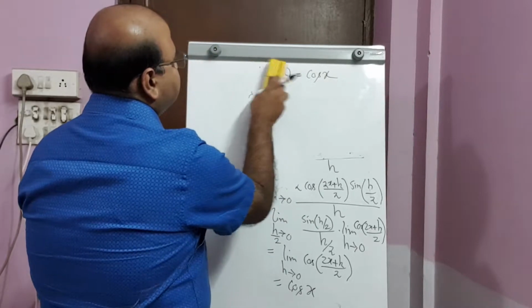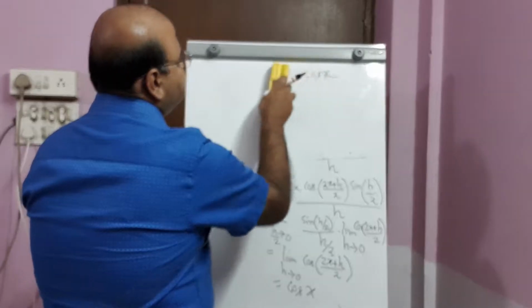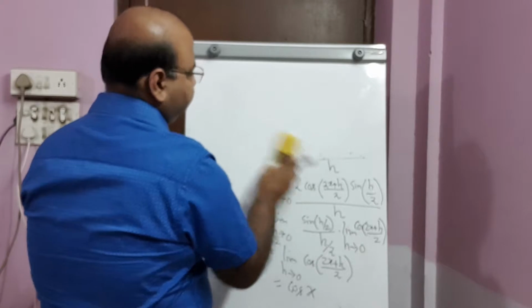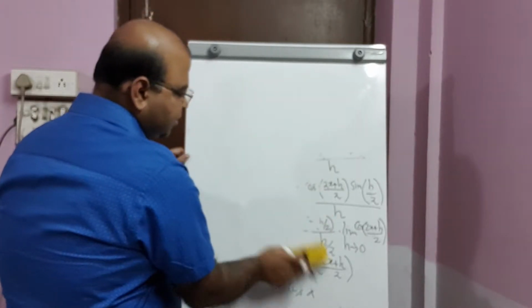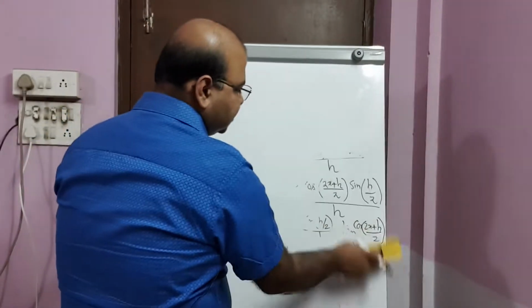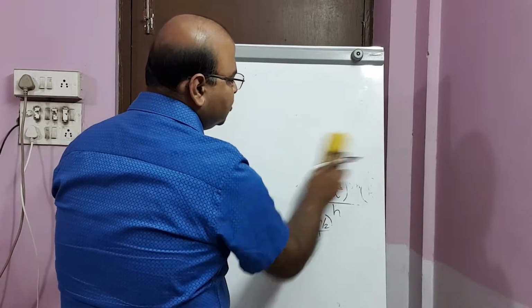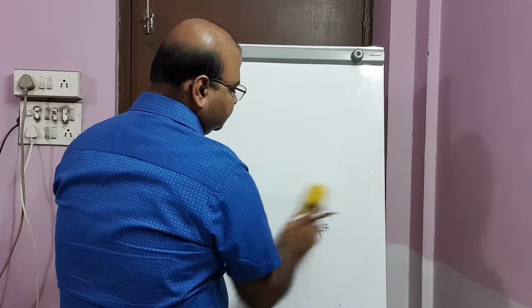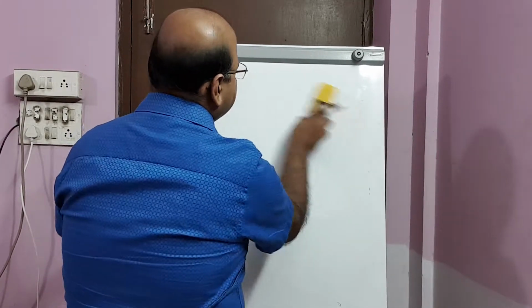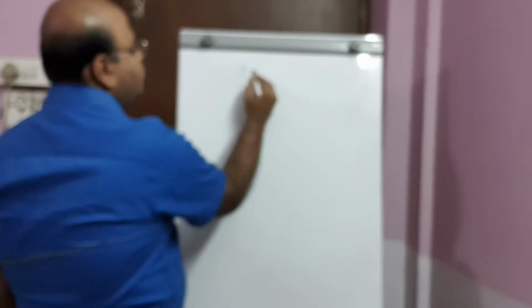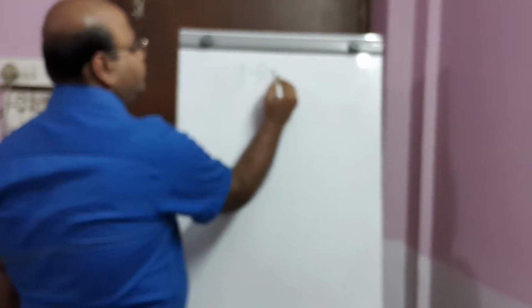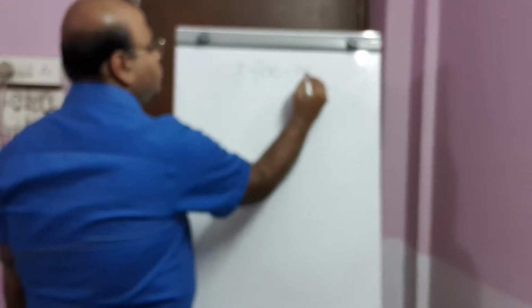So the procedure is almost similar. Now we consider y to be the standard cosine function of x, that is cos x. So we have y is equal to f(x) is equal to cos x.